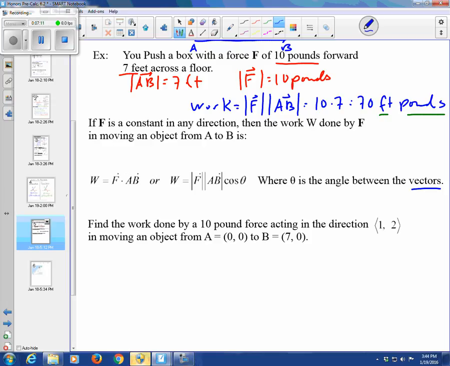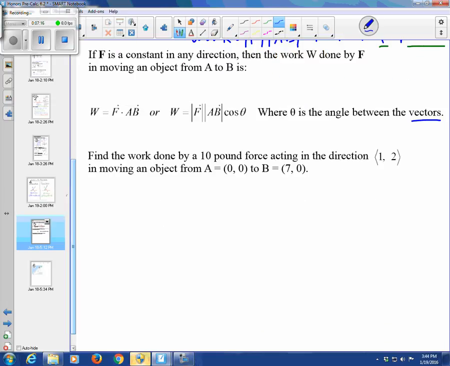So right here, we can look at a word problem to get an idea of what we're seeing. In general, we are looking at a problem where we are finding the work done by a 10-pound force acting in the direction of the component vector 1, 2, in moving an object from A, the ordered pair 0, 0, to B, the ordered pair 7, 0.